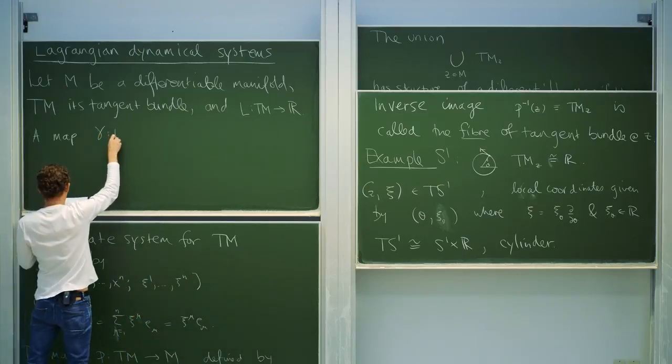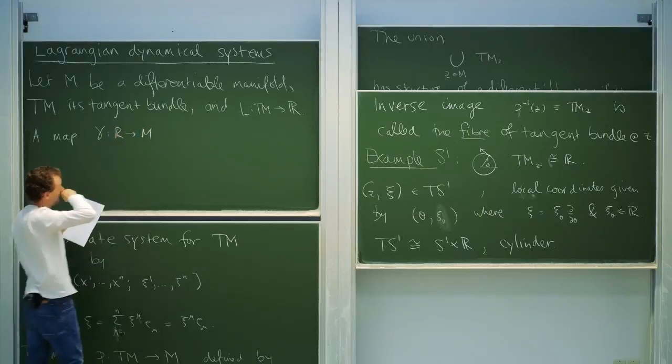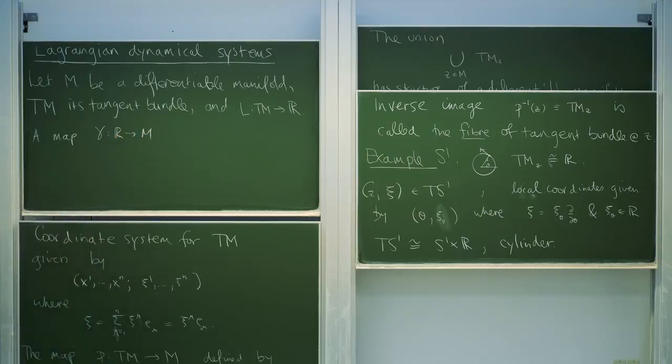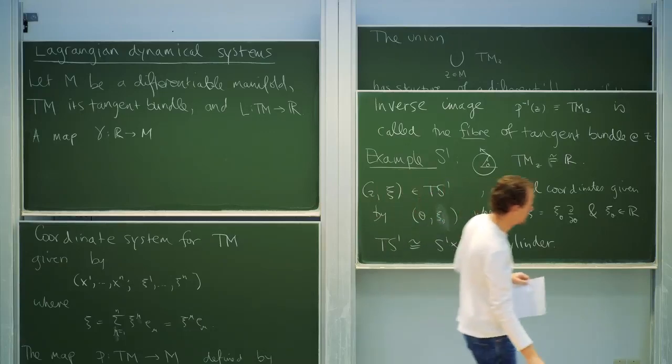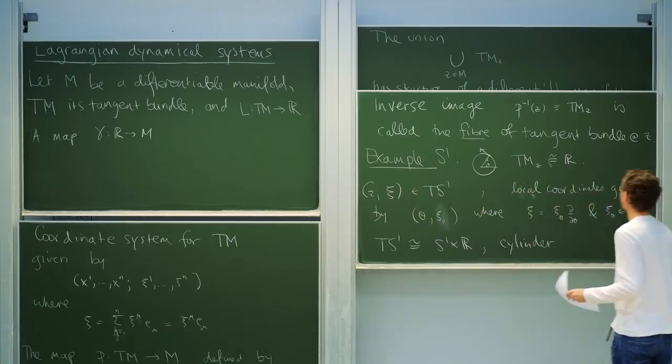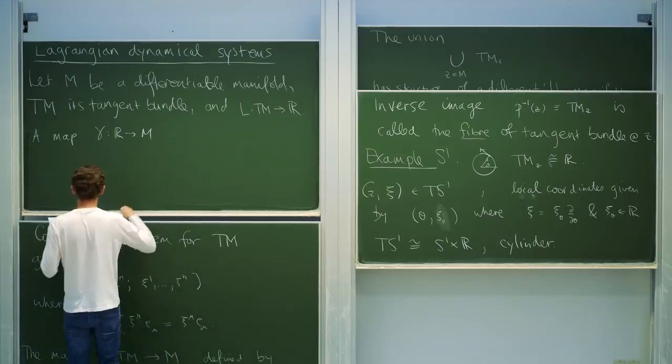So a map gamma going from R to the manifold M, that's a curve, right? Remember we introduced the notion of curves. A curve is a map from the real numbers to a manifold. So a curve in the manifold M, what is it? Well, it's called a motion.